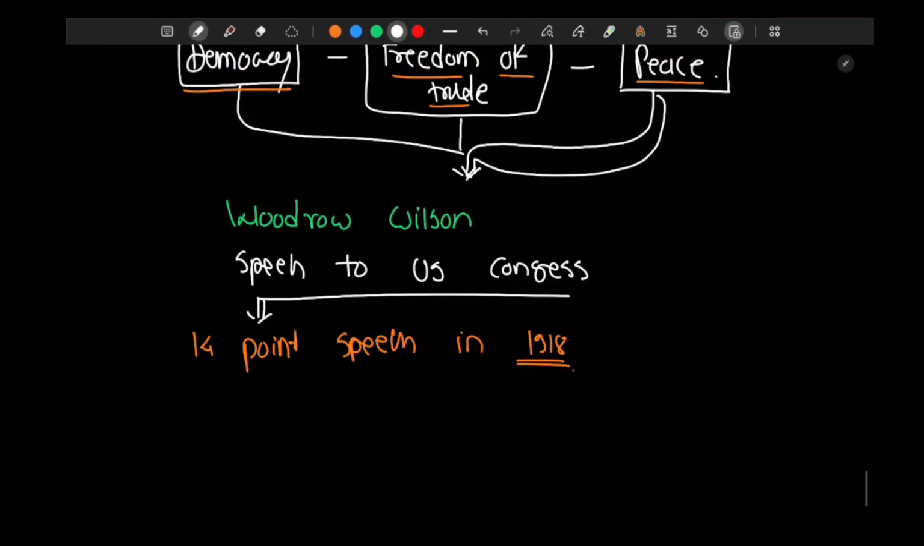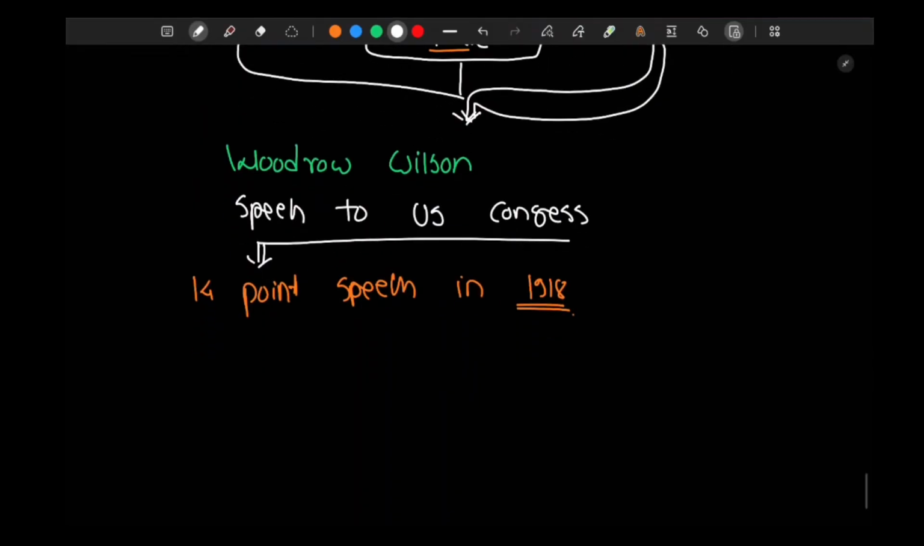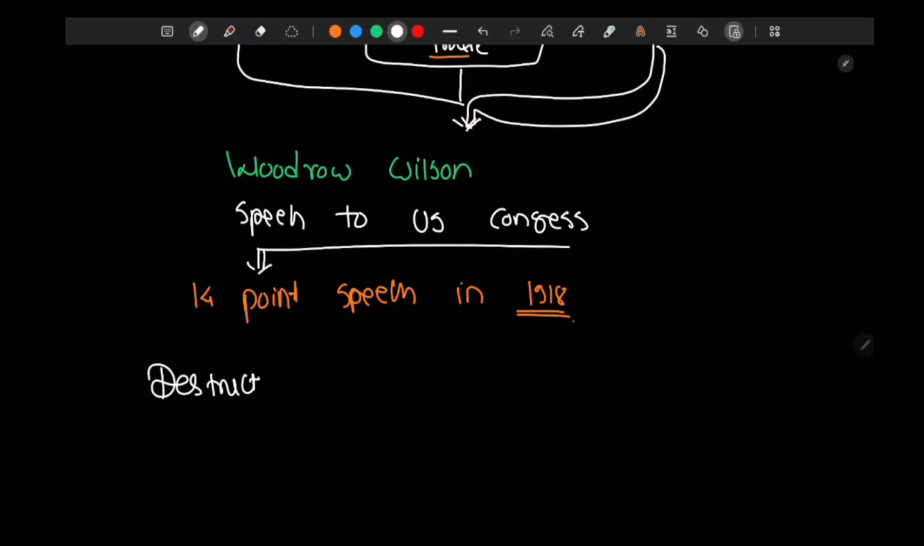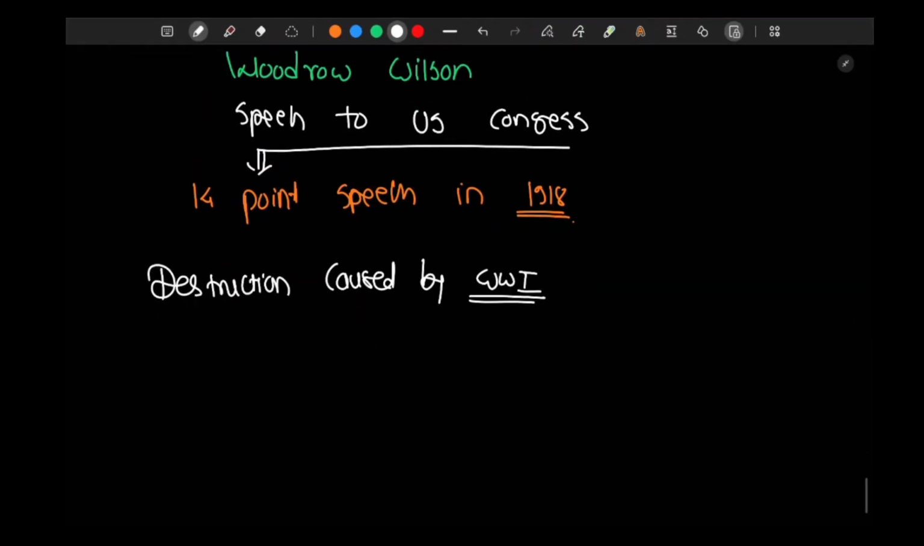And why was peace the cause for Woodrow Wilson to give this speech? Because of the destruction caused by World War One. How many people do you think died in World War One? 15 to 22 million deaths. And it is assumed that nearly one third of the youth population of Europe was wiped out.